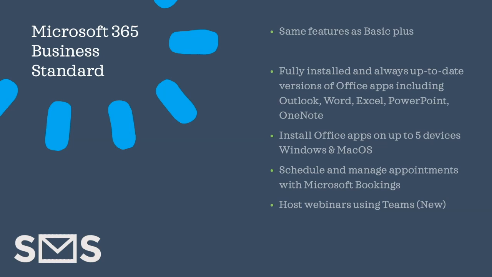So the next tier up would be 365 Business Standard. This is basically the same as Basic. You get all the same features you do with Basic. However, this time you get fully installed versions of Office, so you can download Office on up to 5 machines. So you can download Word, Excel, Outlook on your machine, have it locally, and you've got multiple machines.